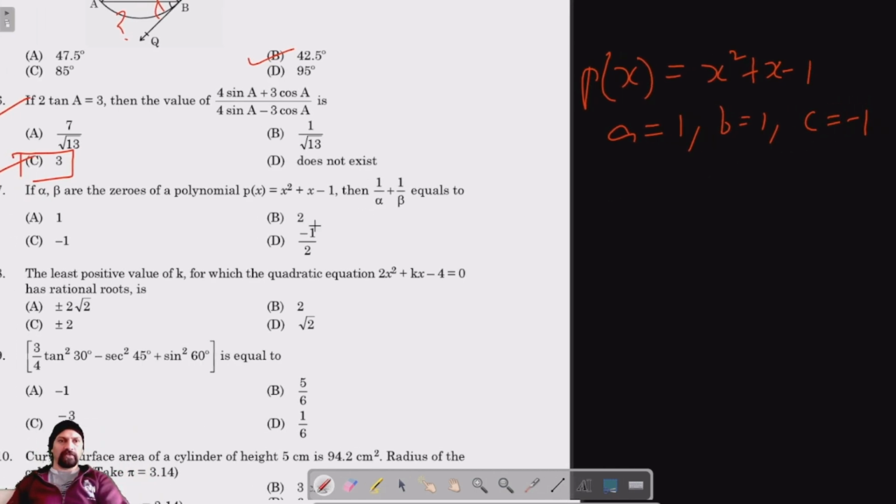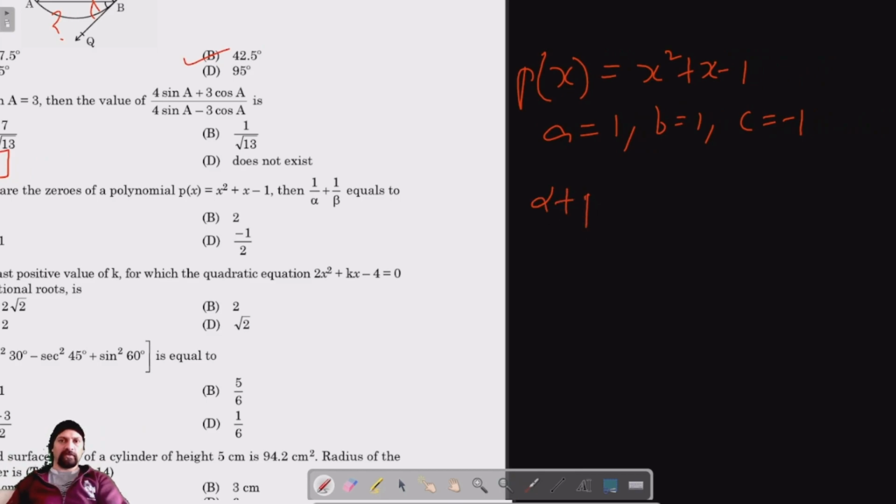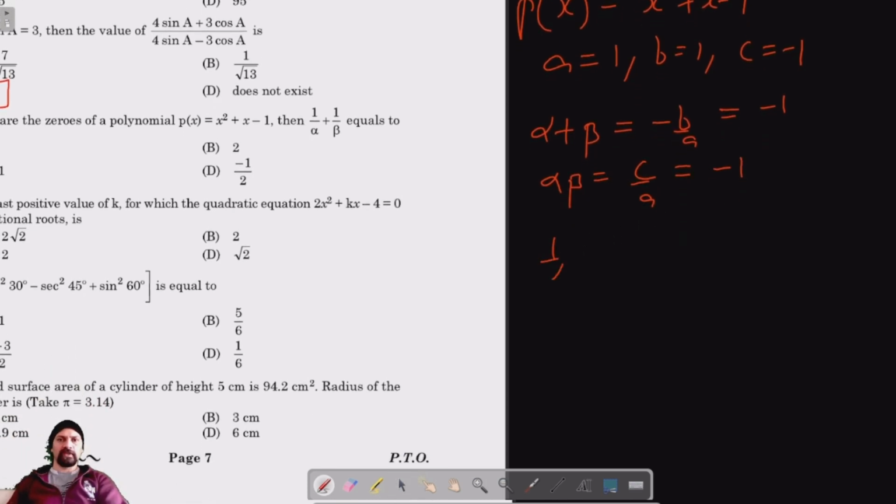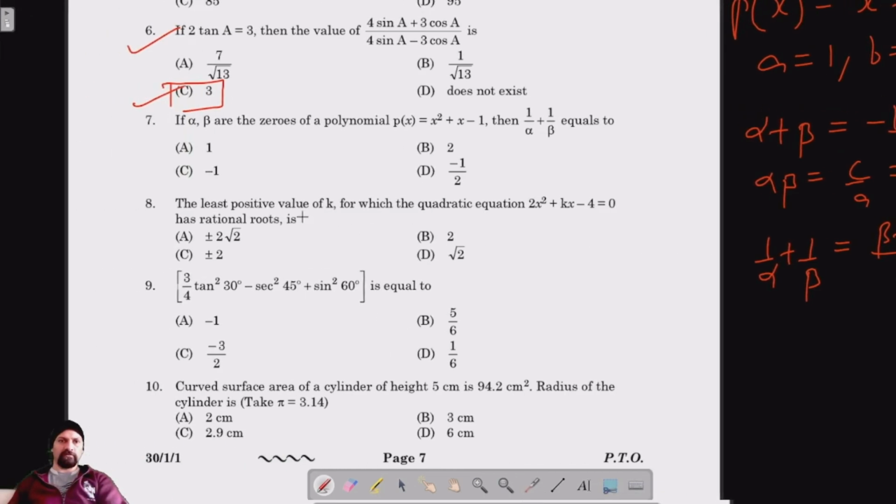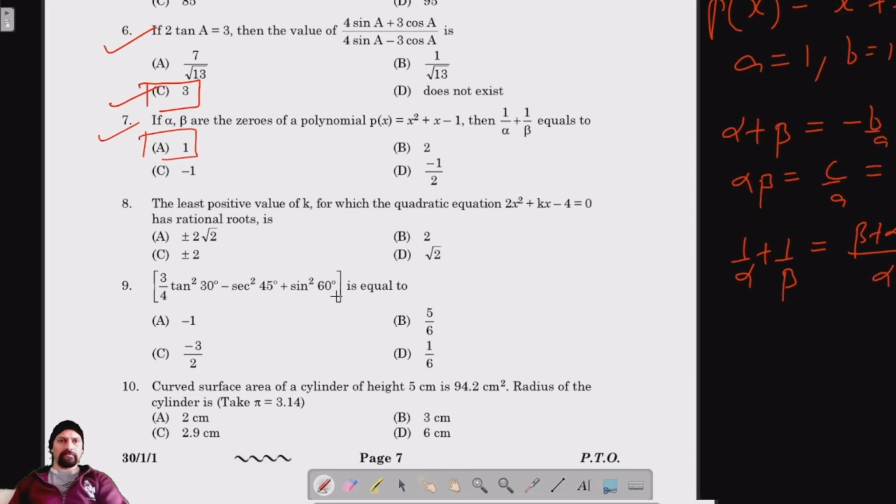Now, it's given that alpha and beta are zeros. Let's write down the sum of the zeros, which is given by minus b by a. So this is minus 1. And alpha beta, the product of the zeros, is c by a, which is negative 1. We have to find 1 upon alpha plus 1 upon beta. Let's take the LCM, which gives us beta plus alpha upon alpha beta. So beta plus alpha is negative 1, alpha beta is negative 1, which gives us the answer 1. So A is the correct option.